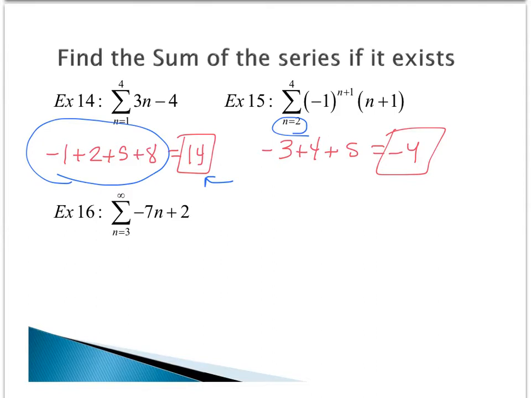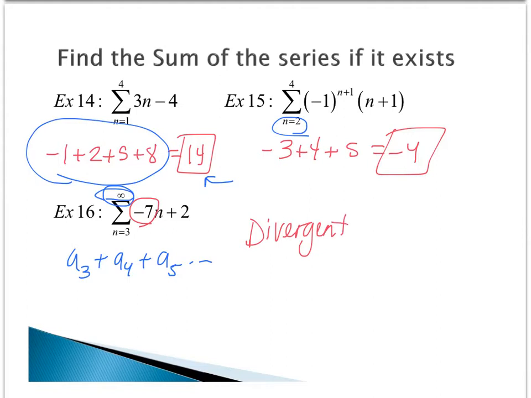On example 16, this one is slightly different, and that's because this is an infinite sum. If you imagine what's going on, we found a3 plus a4 plus a5 and so on, and each time, based on the -7 coefficient, the number would decrease by 7. It would never converge to a specific number. It would just keep on getting more and more negative. So if we tried to add all of the terms to infinity, we can't exactly get a value there. This is what we call a divergent series.